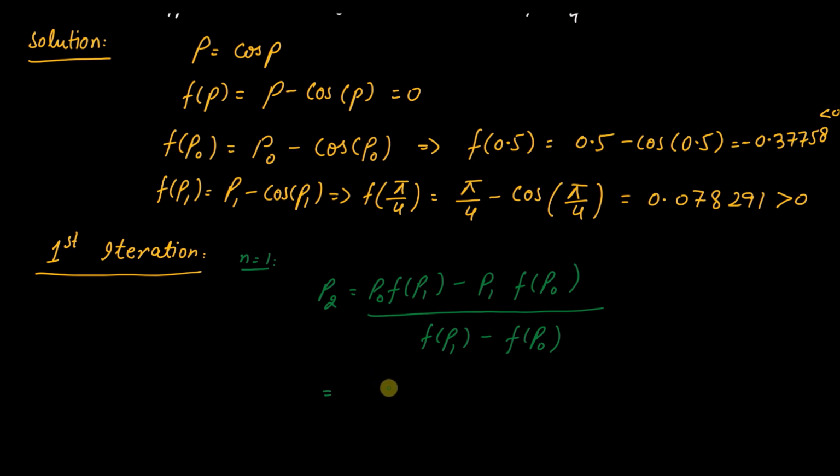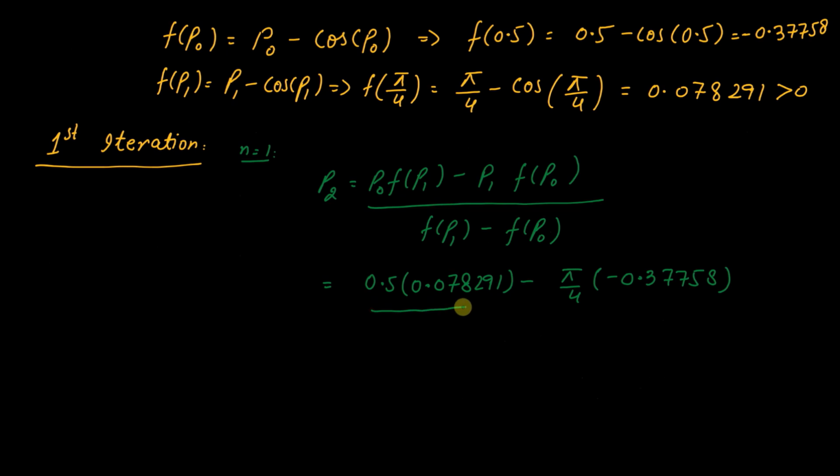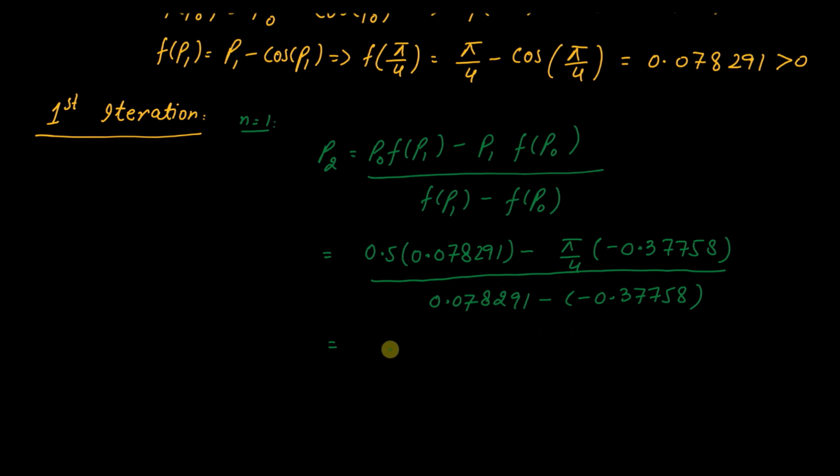So we need to substitute the values. We have P0 equal to 0.5 and f of P1 is 0.078291, minus P1 which is pi by 4, and we have f of P0 which is negative 0.37758. So we need to simplify it, and in the denominator we have f of P1, 0.078291, minus negative 0.37758. So we need to simplify it. After simplification, we get the value 0.73638843.